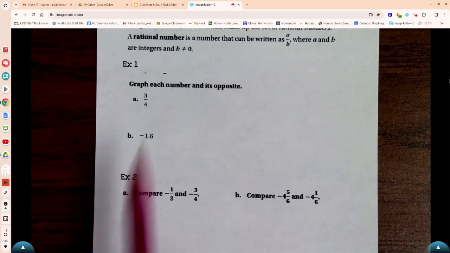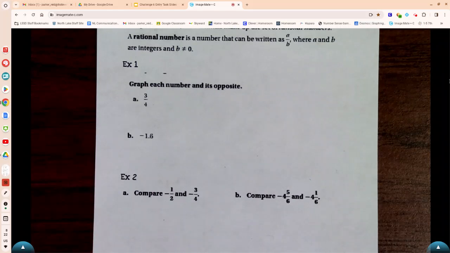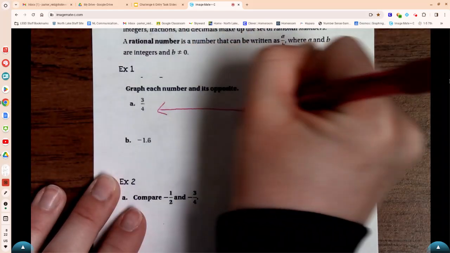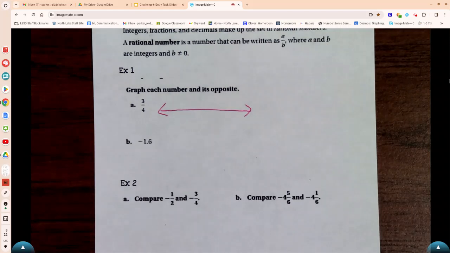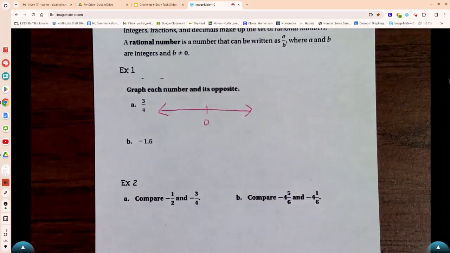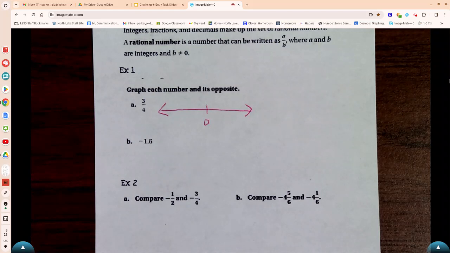So we're going to start by graphing something and its opposite. So this is where we have a number line, and we are going to graph, put a dot or a point on this specific rational number as well as on its opposite. So whenever I'm doing opposites, I always want to put 0 in the middle because I need to be graphing evenly on both sides. My integer and its opposite are going to be equally spaced from the 0, but on opposite sides.